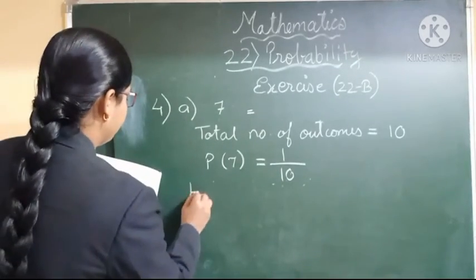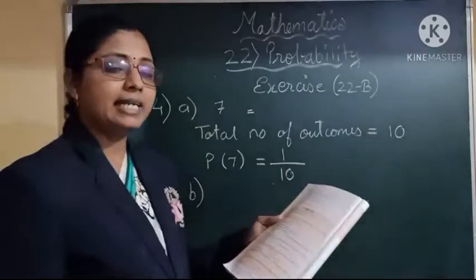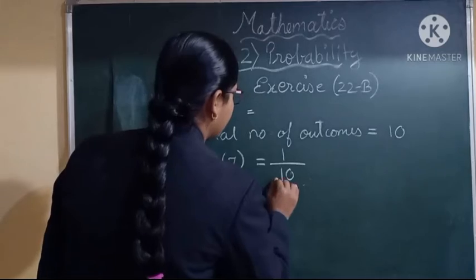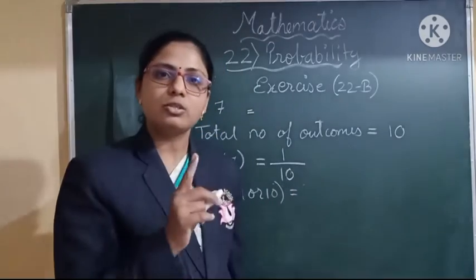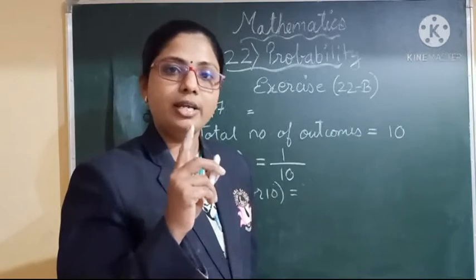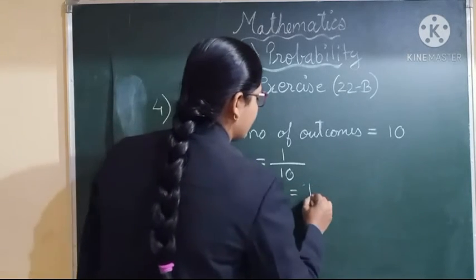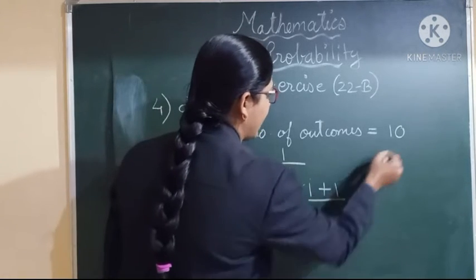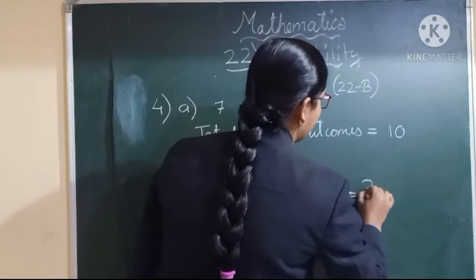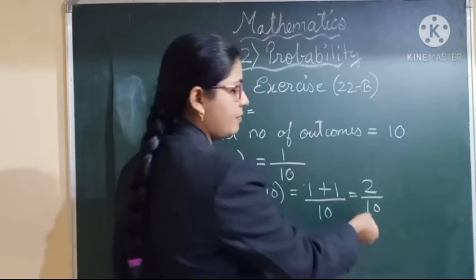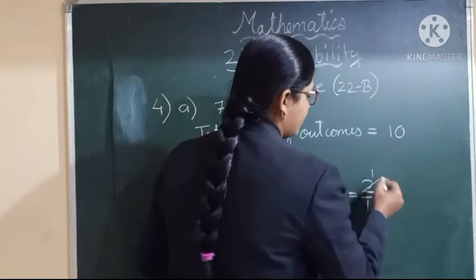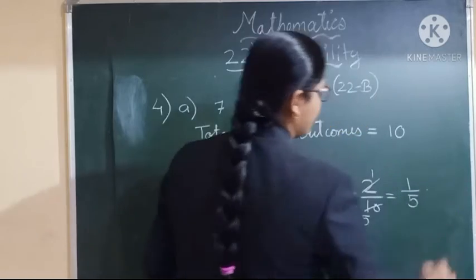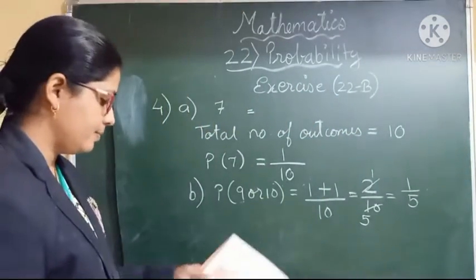Then B, 9 or 10. So the probability of 9 or 10, definitely 9 will also come only once and 10 will also come only once. So 1 plus 1, probability of both. So it will be 1 plus 1 and total is 10. So it will be 2 upon 10. Now here we can reduce the number. 2 ones are 2, 2 fives are 10. So the answer is 1 upon 5. This is the probability of 9 or 10.